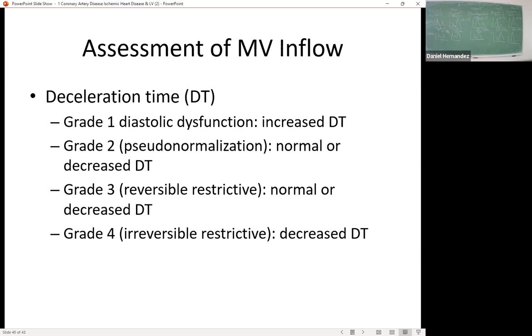So then with diastolic dysfunction, one of the other things we look at is going to be our tissue Doppler, or TDI. So our tissue Doppler of our mitral annulus, again, this is measuring diastolic movement of that mitral annulus.